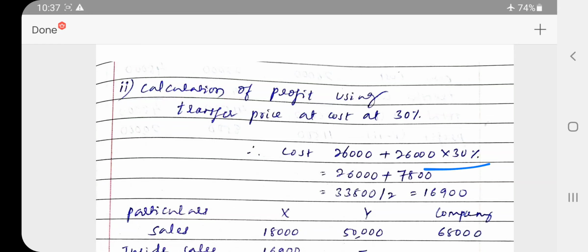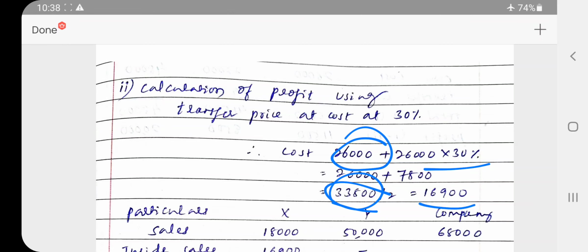Try to understand that right now the cost is 26,000, but we need to add 30%, in the sense that 26,000 plus 7,800 gives you a total of 33,800. You can make it half. Why? Because X can sell half of its output to the open market, and the remaining rest can be transferred to division Y. So half will be 16,900.